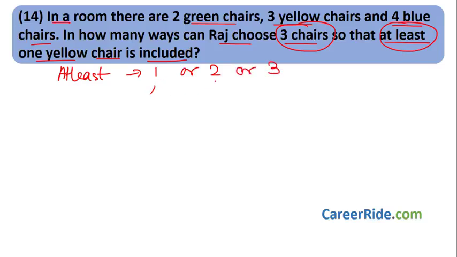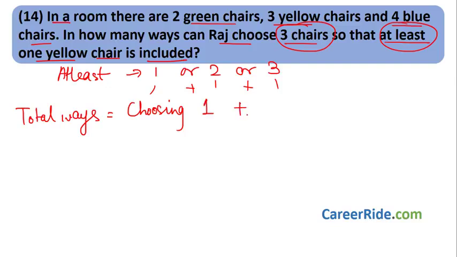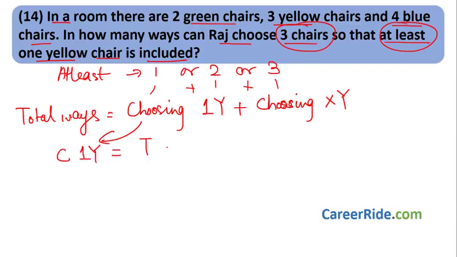So you can find out the combination for all these and then add, or we can use another method. Total ways are nothing but choosing at least 1 yellow chair plus choosing no yellow chair. So the number of ways for choosing at least 1 yellow chair would be total ways minus choosing no yellow chair.